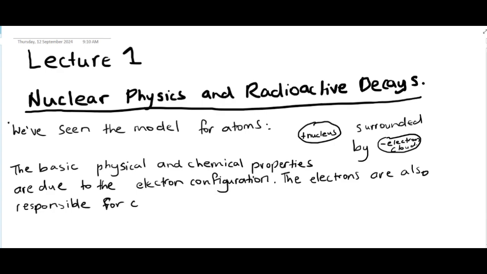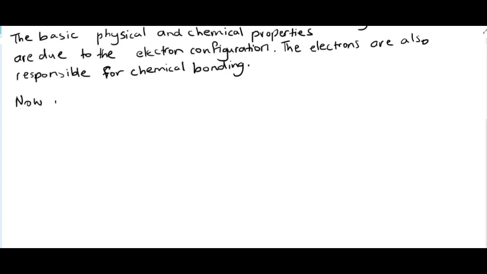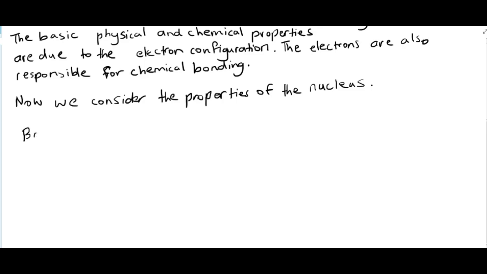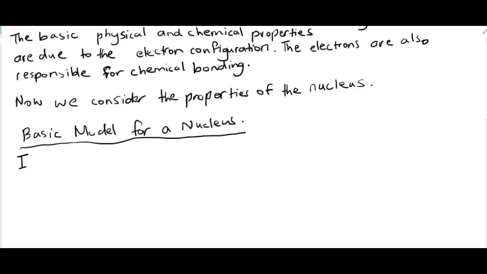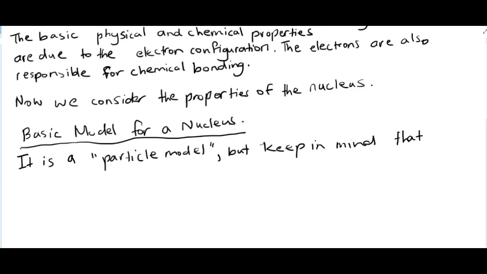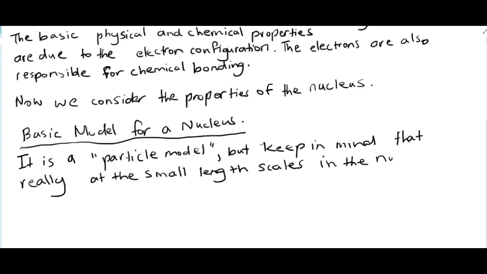In this course, we will turn our attention to the properties of the nucleus and see some of the cool things that can happen with just the nucleus alone. So in this lecture, we will be focusing on the basic model of the nucleus. We consider the nucleus to follow the particle model, but it is important to keep in mind that at these small length scales, the nucleus really should be treated as a wave.